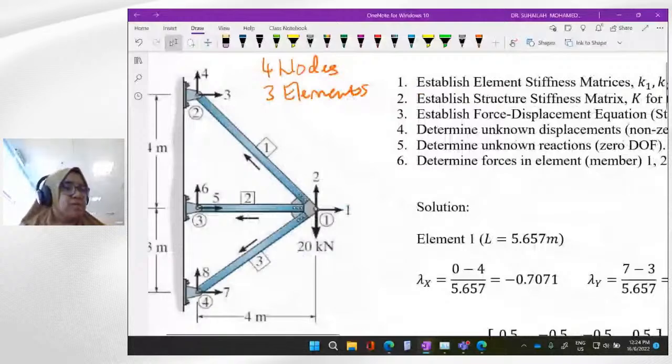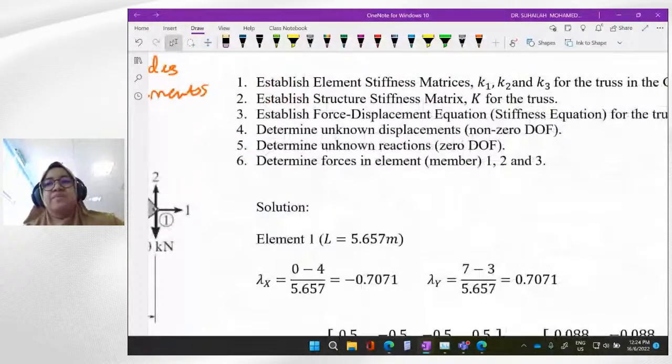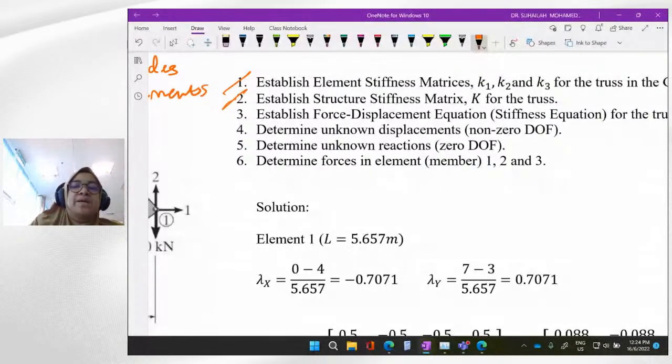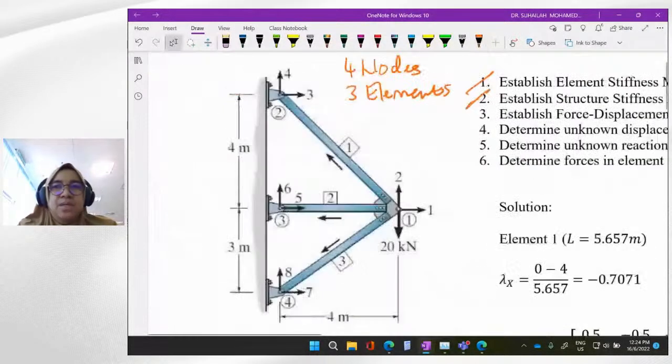In part B we are going to establish element stiffness matrices. This one, part B, element stiffness matrices K1, K2, and K3. And then we will continue to establish structure stiffness matrix number 2. So this is part B. For this session, I will focus on these two outputs.